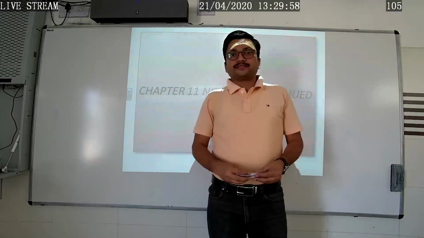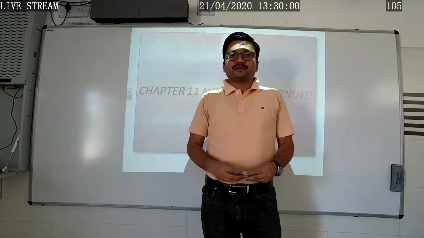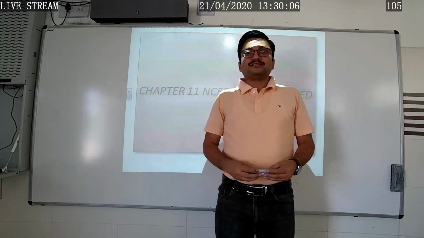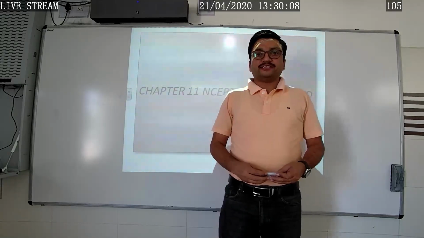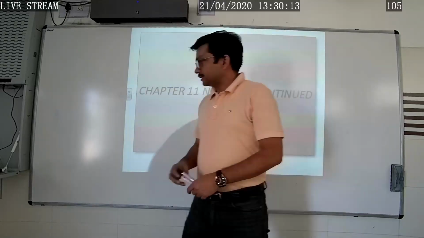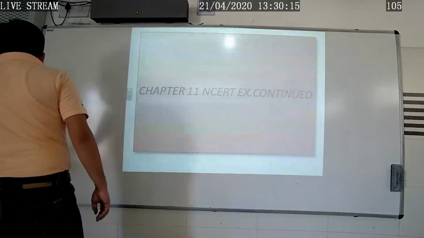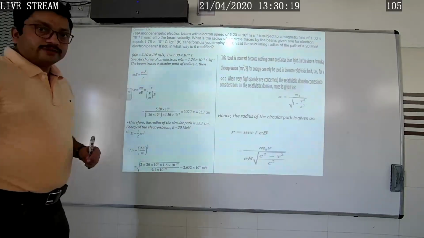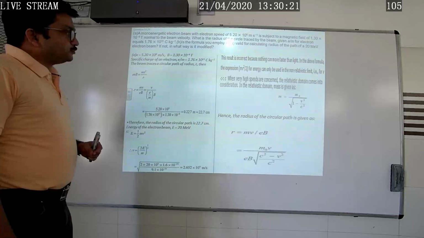So, as in the previous lecture, we were solving the NCERT textual exercise of chapter number 11, that is Dual Nature of Matter and Radiation. So today we are continuing the same. So let's start the exercise. In the last lecture we studied exercise 11.20.